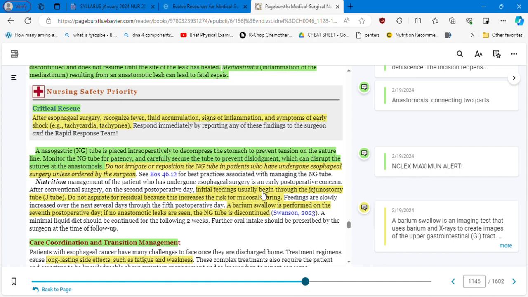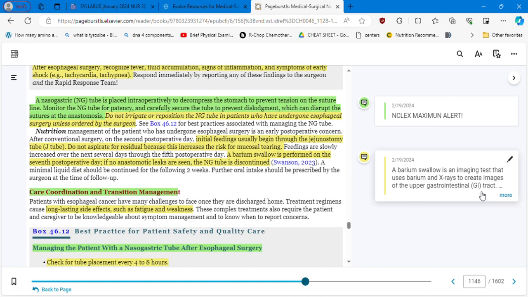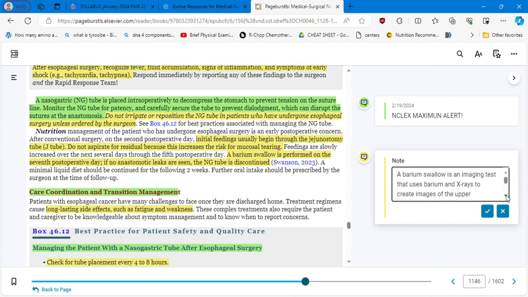Initial feedings usually begin through the jejunostomy tube, which is the J tube. Do not aspirate for residuals because this increases the risk for mucosal tearing. A barium swallow is performed on the 7th postoperative day. If no anastomotic leak is seen, the NG tube is discontinued. What is a barium swallow?